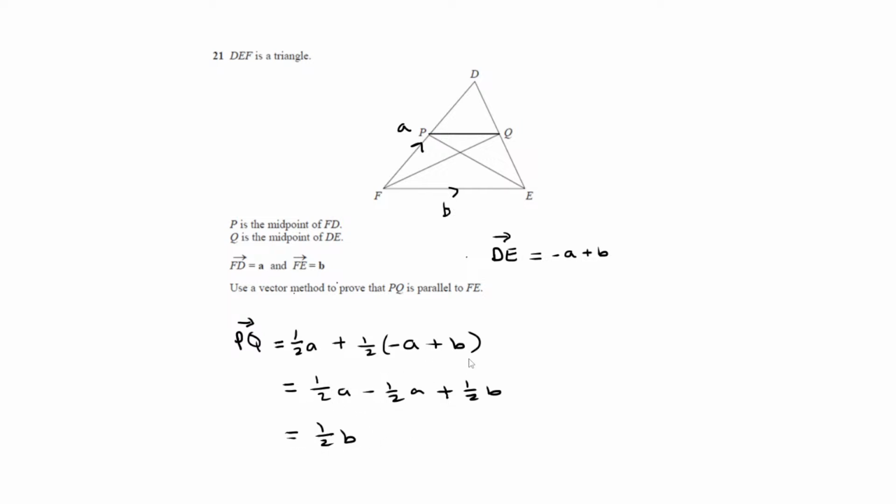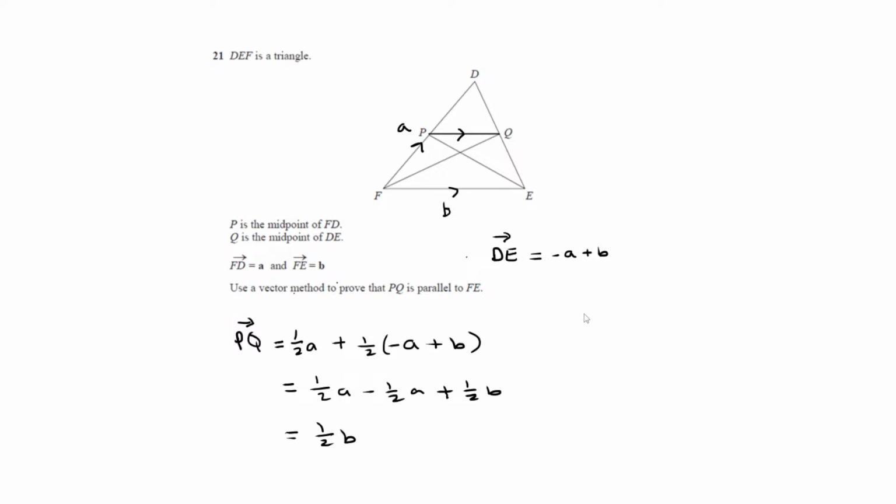And then when we're proving that two vectors are parallel, we just want to show that one is a multiple of the other. Obviously they go in the same direction. One is a multiple of the other. Do you see how the original FE is B, as in 1B, and PQ is half B, which is a multiple of that, isn't it? It's a smaller version.